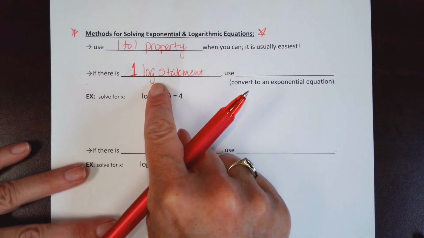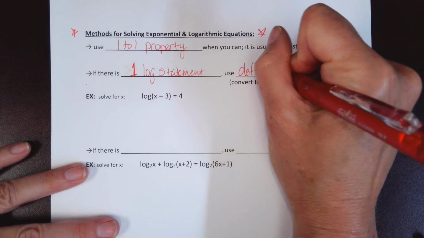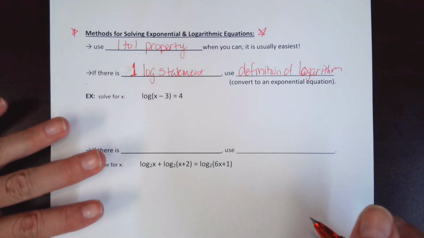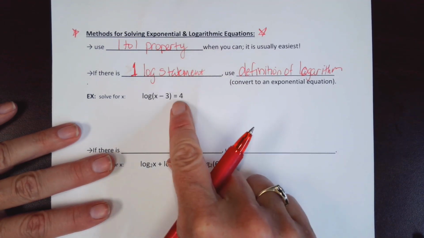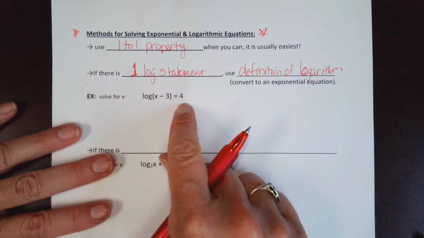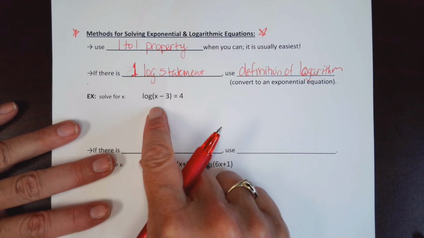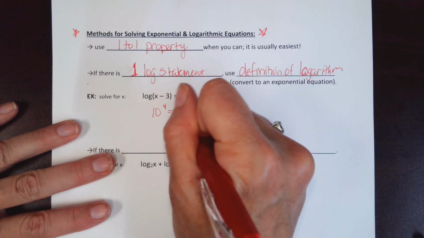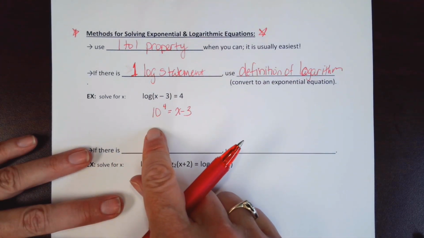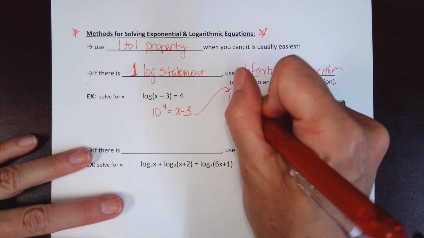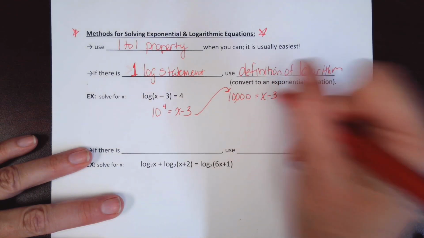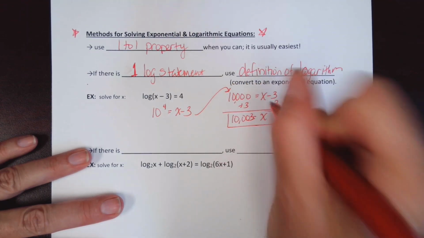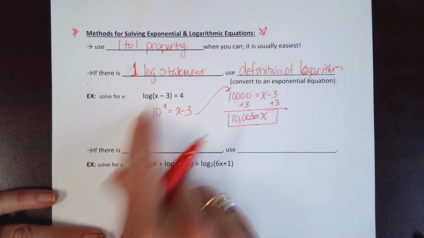If I've got one logarithm statement, I'm going to use my definition of logarithm. My definition of logarithm tells me that I can turn every logarithm into an exponential equation. So I'm going to convert that. I've got one log statement, solving for x. What's my base? Well, log, no base written. That's got to be base 10. The answer to the log is my exponent, and that's equal to the argument. What is 10 to the 4th? Well, it's a 1 with 4 zeros. So 10,000 equals x minus 3. Simple. To finish solving, x equals 10,003. And if I plug that in, my argument's still positive, so we're good.